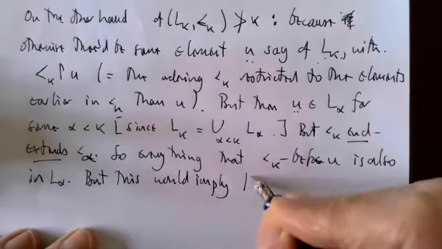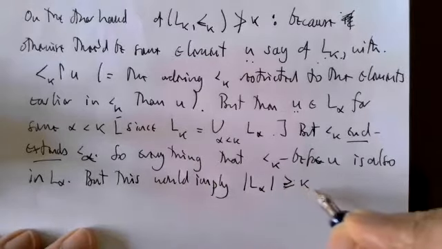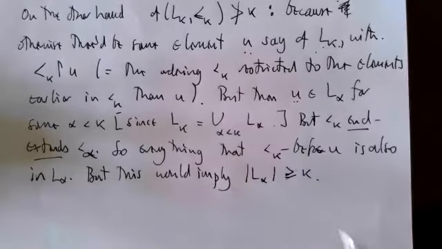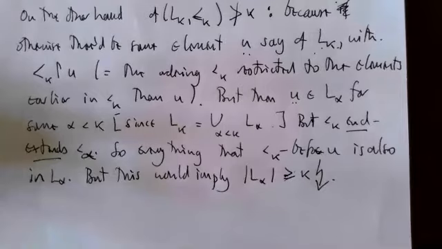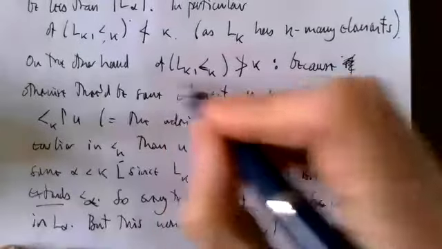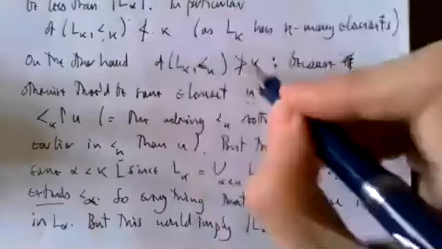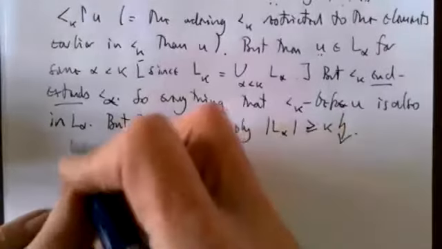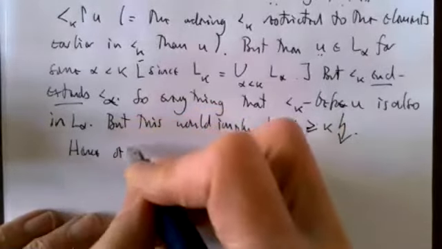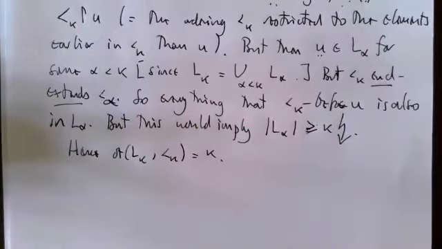So this would imply that the cardinality of L alpha is greater than or equal to kappa, which is a contradiction. So it's not the case that this order type is strictly bigger than kappa. Right? So the only thing left is for it to be kappa. It's precisely kappa.